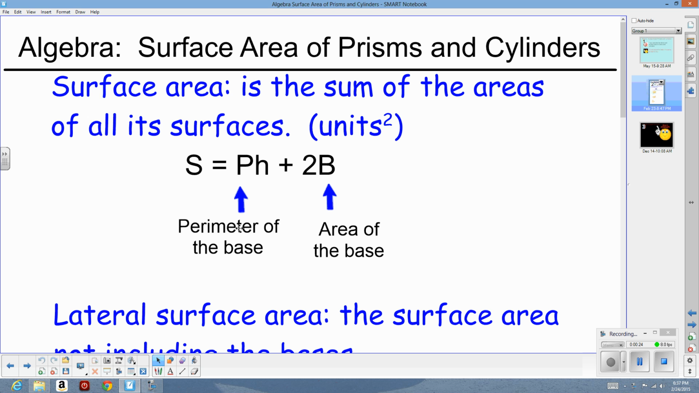A general formula that works for all prisms is that the surface area is equal to the perimeter of the base times the height plus 2 times the area of the base. This piece right here is going to be like the big rectangle that wraps around the two bases. And I'll show you what this looks like with some models in class tomorrow. And then this, of course, is the two bases, the top and the bottom. When you put those together, you get the total surface area.